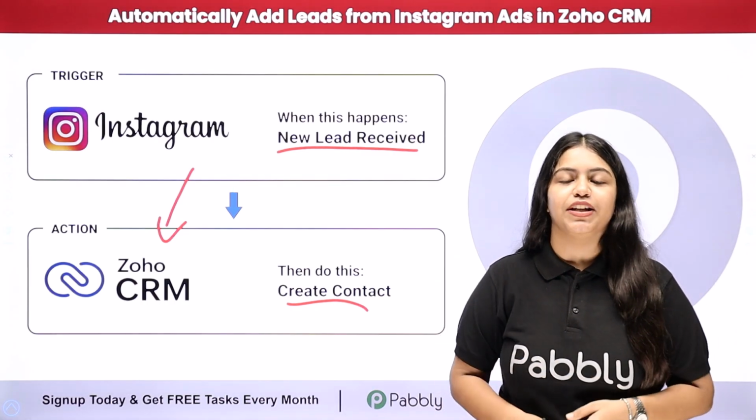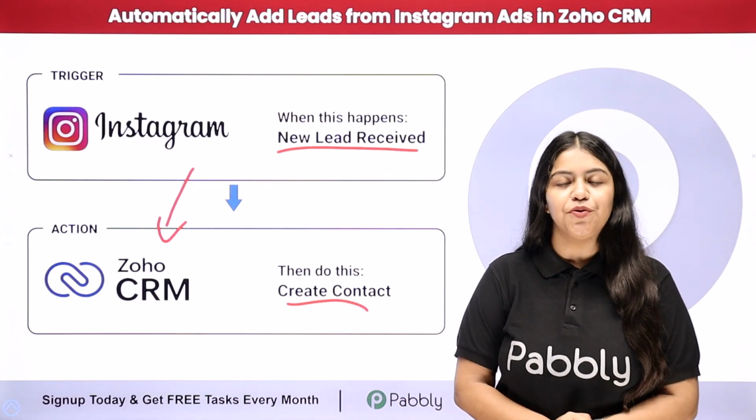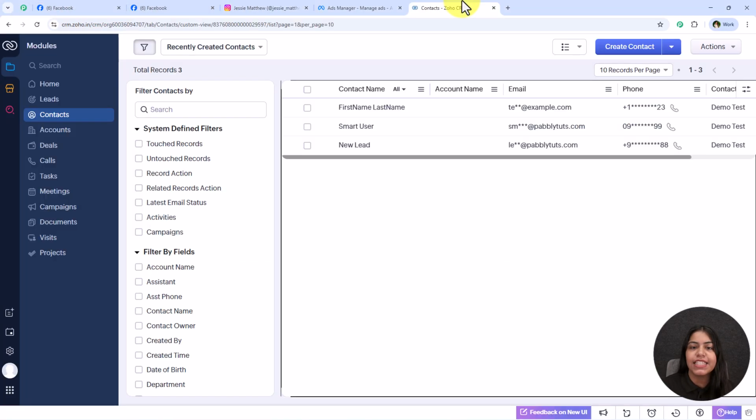So if you also want to create this amazing automation for your own business, then for that you have to come with me towards my screen. Welcome to my screen everyone. So let's begin and create a connection between Instagram lead ads and Zoho CRM.